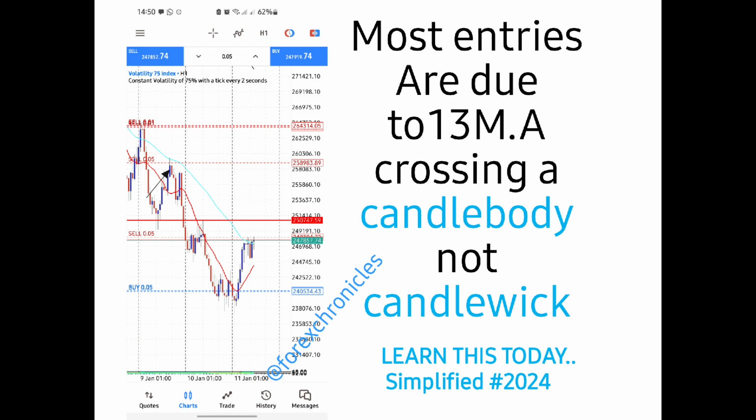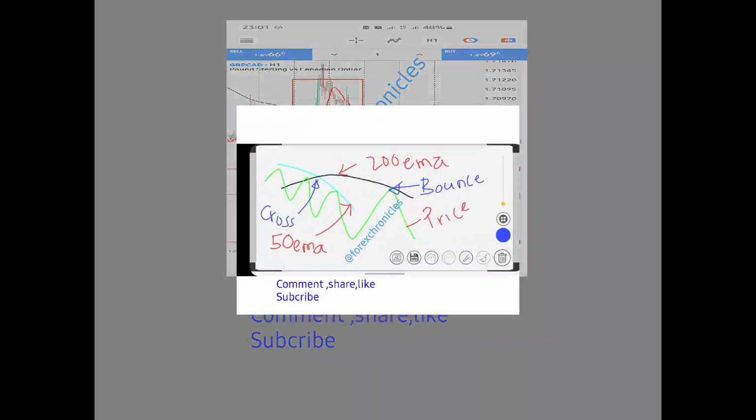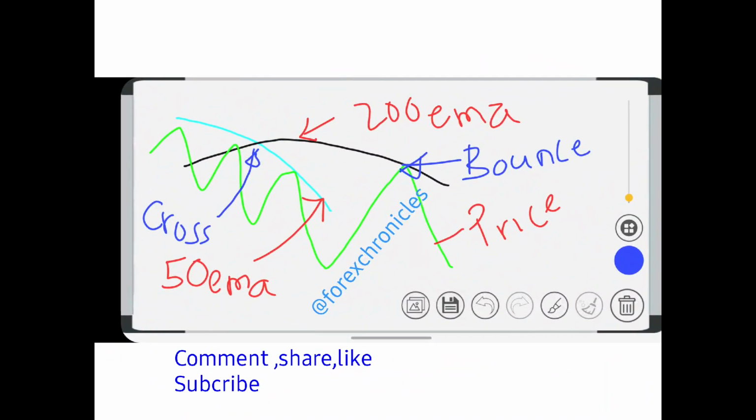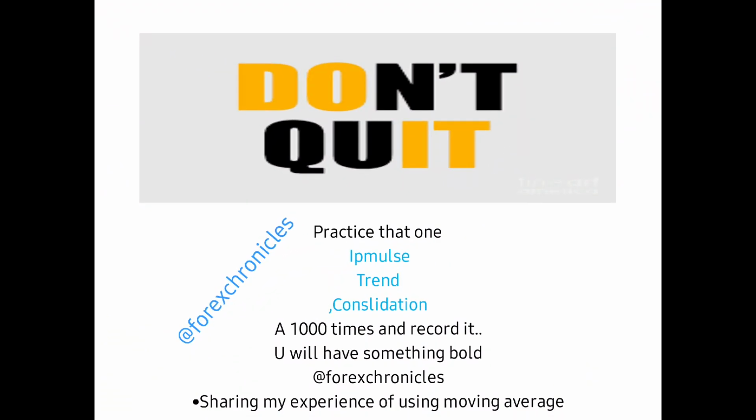It's very common. So another one is here, you can see it, and the last one is there, 50 and 200, and then wait for the bounce. That's all, guys. Don't quit. Use the same setup 100 times and record your moves. You will be perfect, guys. You will be perfect. It's amazing.